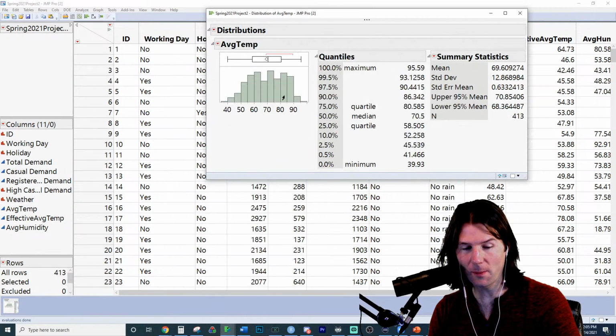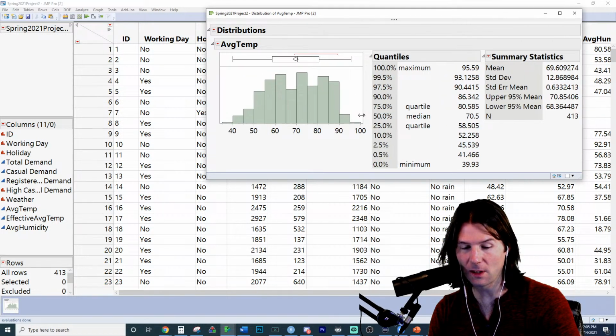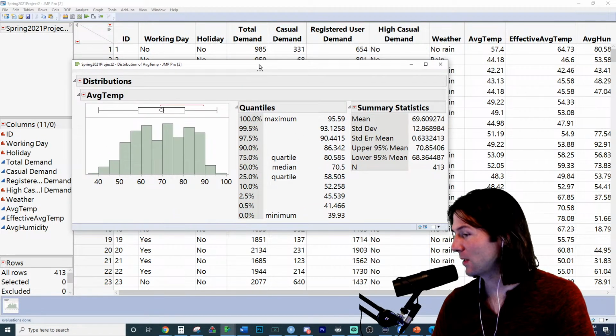So mine, it just really depends what you get right here. And let's talk about a few things you need. So talking about this histogram here first.